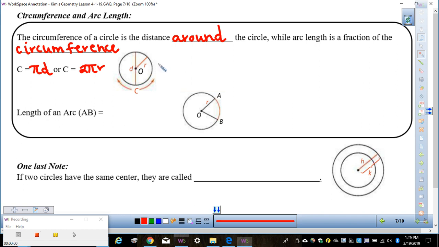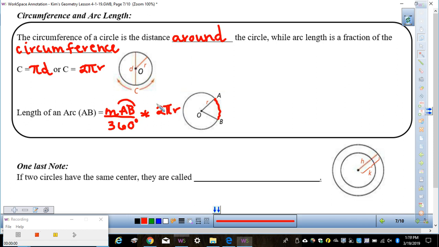Then the length of an arc, we'll say AB in this case, what we do is we take the measure of the arc, so the measure of arc AB, over 360 degrees. I'm trying to figure out this little sliver here. How much out of 360 degrees is that little sliver? And then I'm going to multiply it by circumference.